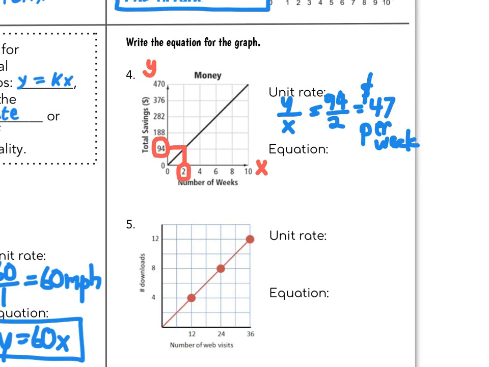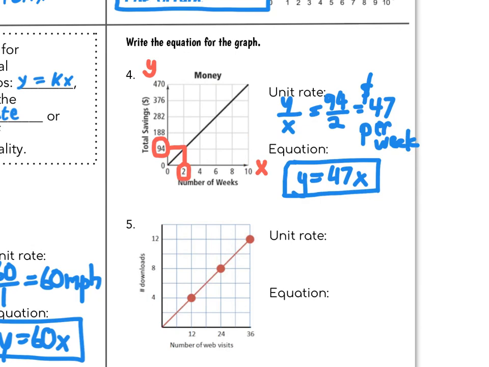So now my equation is going to be y equals, and then that 47 is going to be my unit rate. So put 47 and then put x. And I'm going to box my equation. So what that means is now that I know the unit rate, I can figure out the total savings after any number of weeks. If I test it out, if I use 10 weeks, I put 10 into here, that's 47 times 10, so it's $470 savings. If you look at the graph, here's 10 weeks, look straight up and look across, that's $470 savings. So this is the correct equation.